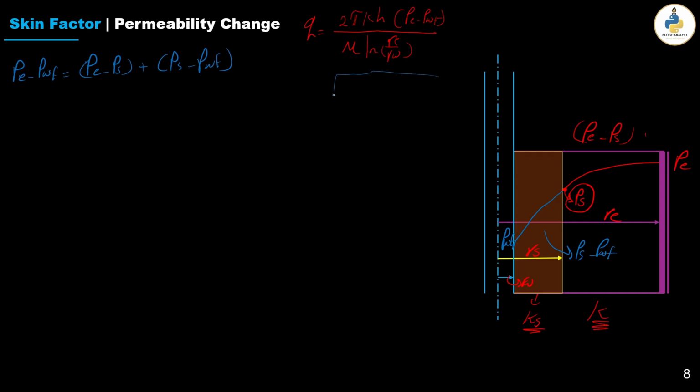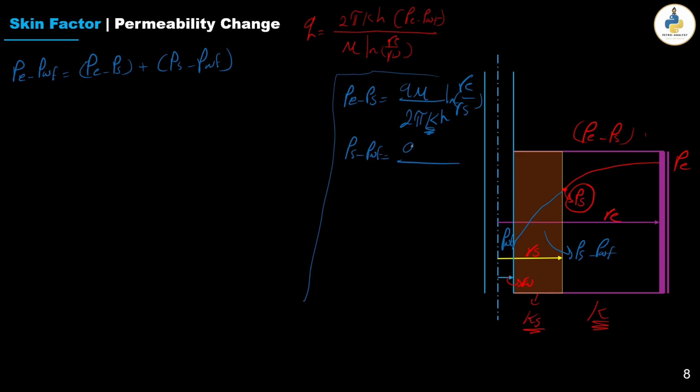Let's try to simplify these terms. So PE minus PS is going to be Q mu over 2 pi K, which is the actual reservoir permeability, H, ln RE over RS. And PS minus PWF is going to be Q mu over 2 pi Ks, which is the altered permeability, H times ln RS over RW. And now we will substitute this into this equation.